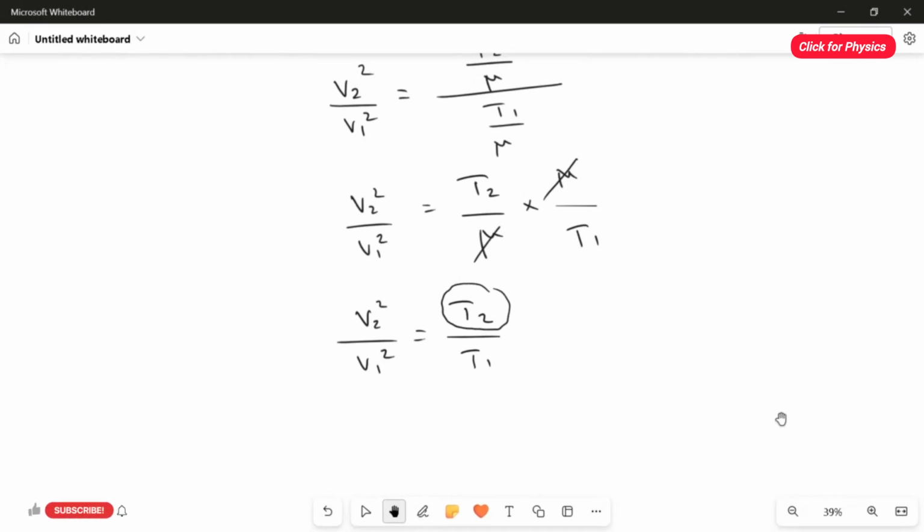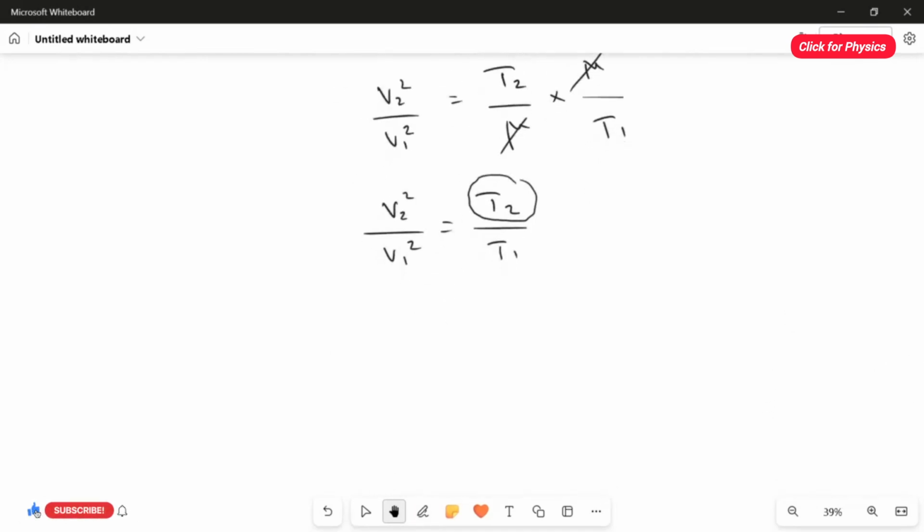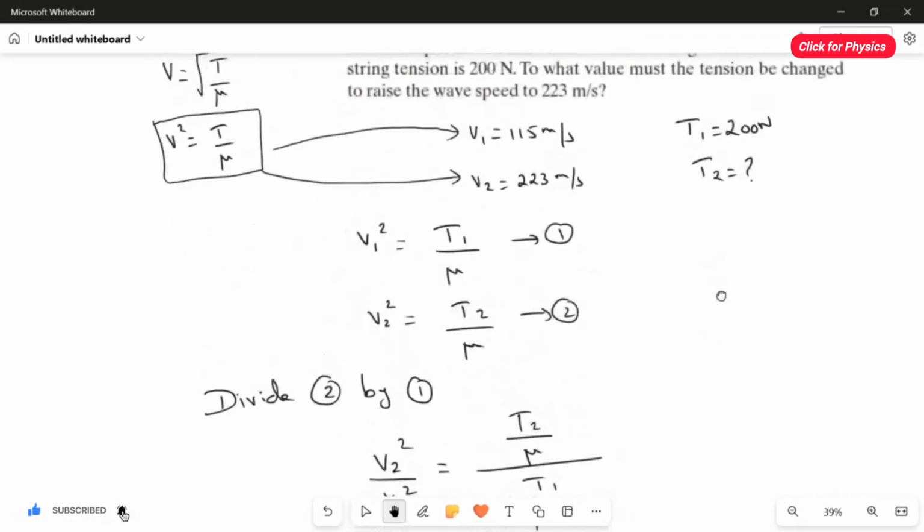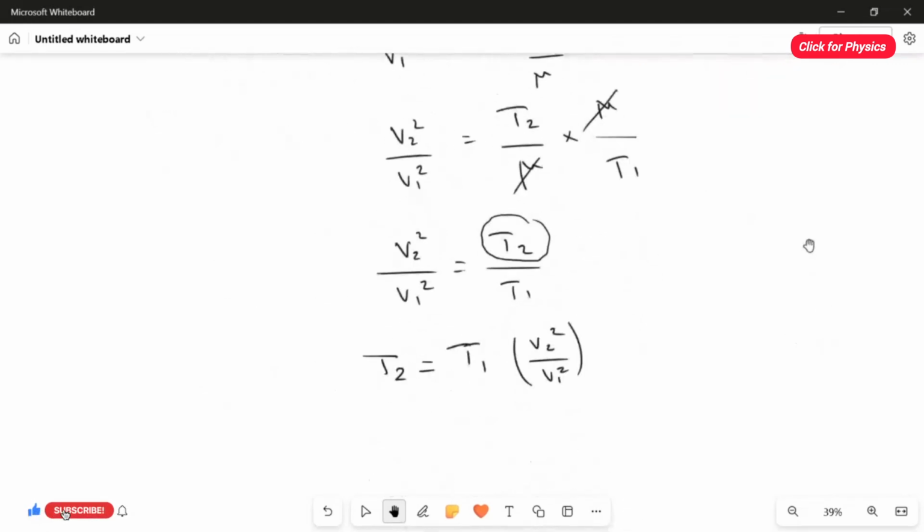The main thing is, we are going to find the answer for T2. So we have to rearrange this equation in terms of T2. Therefore, the equation takes the new form T2 equal to T1 multiplied by V2 squared over V1 squared. Now let's substitute the values for T1, V1 and V2. Going back to the question, T1 is 200, V1 is 115 and V2 is 223. Now I am going to substitute these values here.